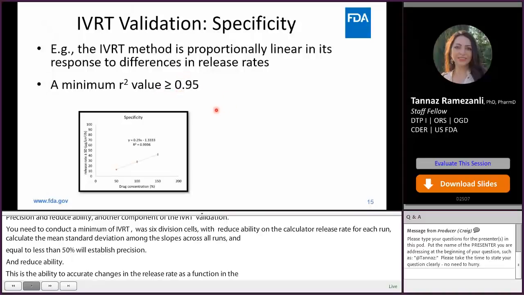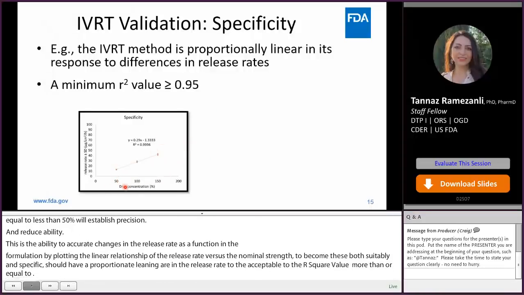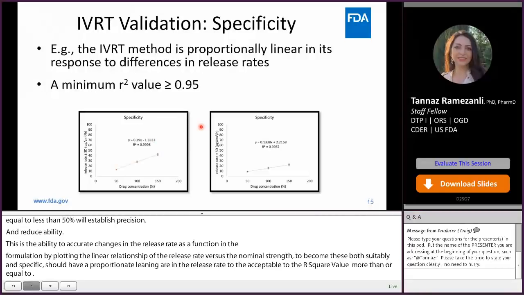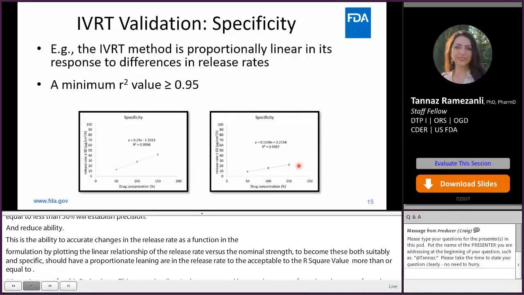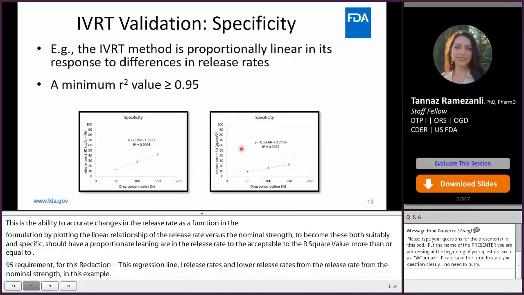While there is no requirement for the slope value of this linear regression line, the slope should be high enough that the method can discriminate higher release rates and lower release rates from the release rate of the nominal strength, which in this example, this IVRT method shows that it's able to do. But in the second example, the slope of the specificity curve is very shallow, and this method is not as discriminative as the first method.